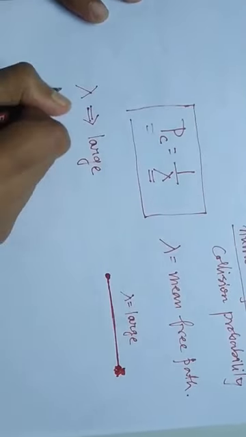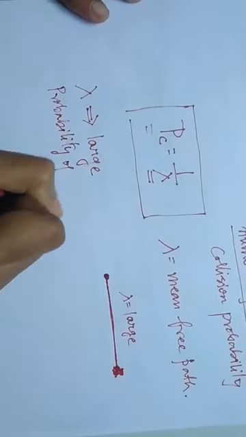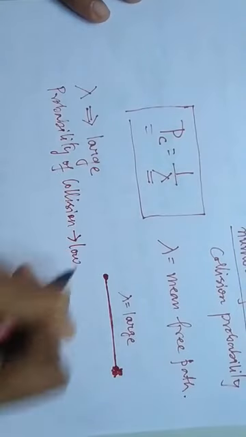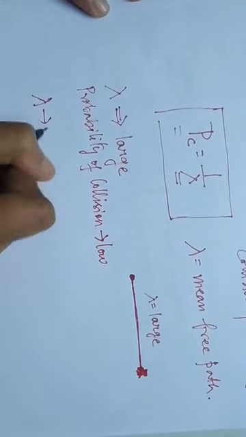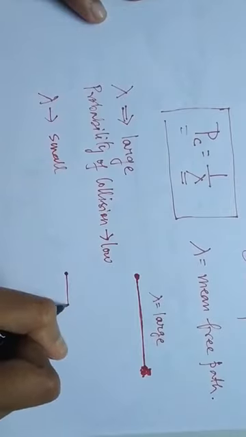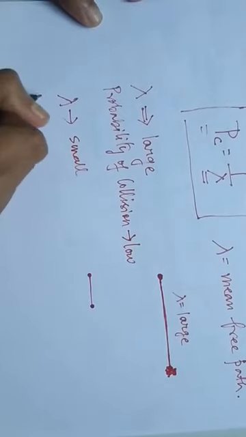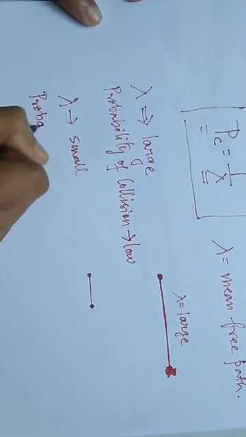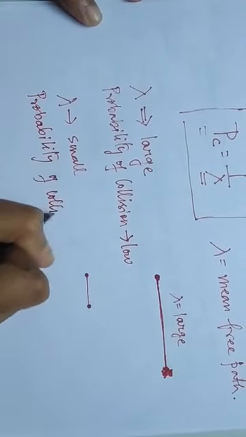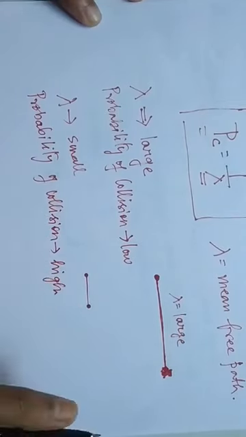So the probability of collision will be low. But if lambda is small, what does it mean? After travelling a very short distance, it will suffer another collision. So the probability of collision in this case will have a high value.